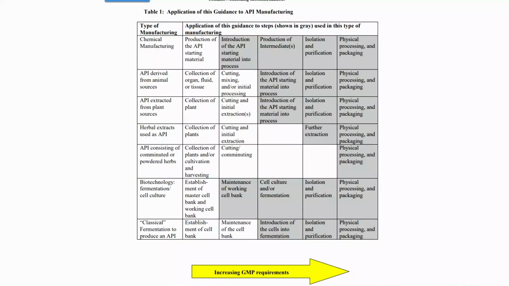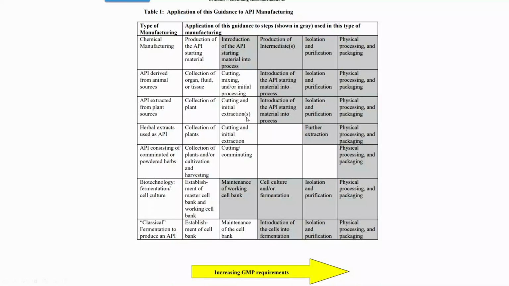This comes right from the Q7, and you can see here, this is the type of manufacturing, and interestingly enough, it specifically calls out API extracted from plant sources. You can see that the guidance, which is the Q7 guidance, does not take into account the collection of the plant. It's out of scope. What it's saying is that when you collect the plants out of the field, it's out of scope. It's not a GMP process. Now, this is cutting and initial extractions. So that is interesting.